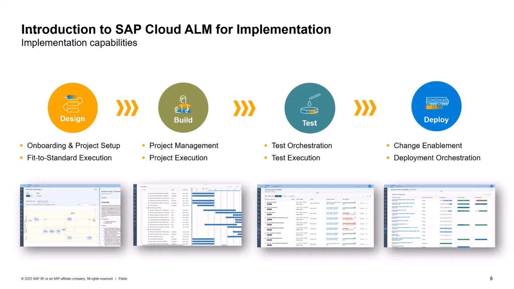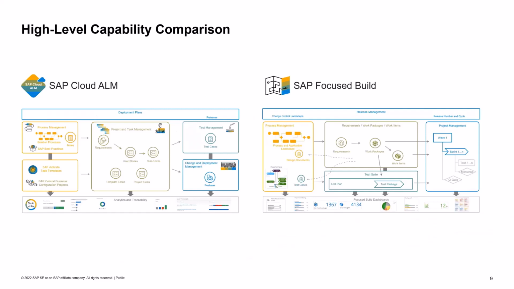So in the design phase, for instance, onboarding, fit to standard workshops. In the build phase, the project management, the project execution. In the test phase, what do we offer for test orchestration and test executions? And in the deploy phase, the change enablement and the deployment orchestration. To be more precise, potentially you know already those high-level architecture slides, but now I harmonized here the look and feel so that we can more easily compare those capabilities.